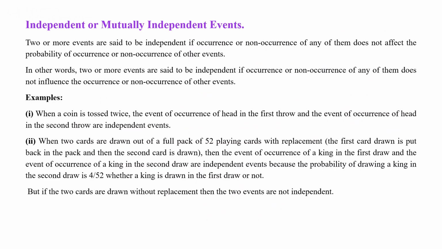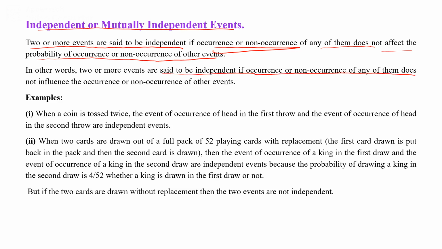Now one more concept we have to understand: independent events. Two or more events are said to be independent if the occurrence or non-occurrence of any one of them does not affect the probability of occurrence or non-occurrence of the other. In other words, the occurrence of any one of them does not influence the occurrence or non-occurrence of the other.